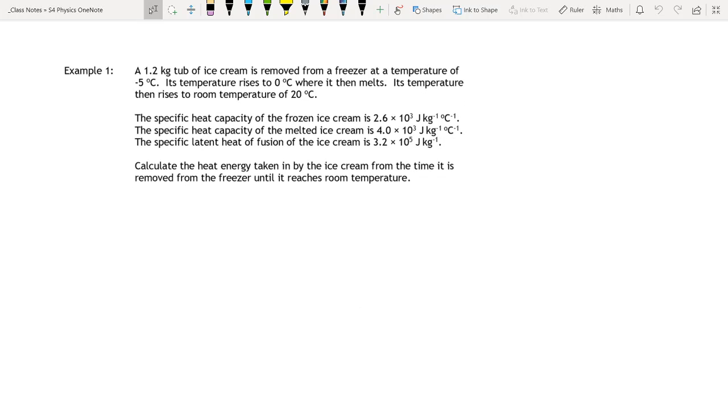So example 1. A 1.2 kilogram tub of ice cream is removed from a freezer at a temperature of minus 5 degrees C.